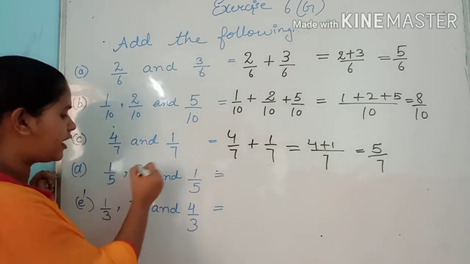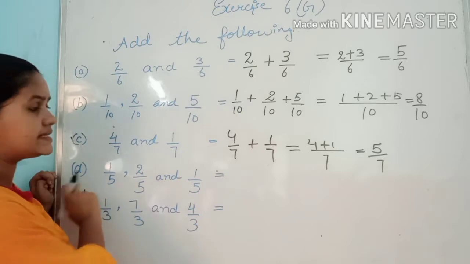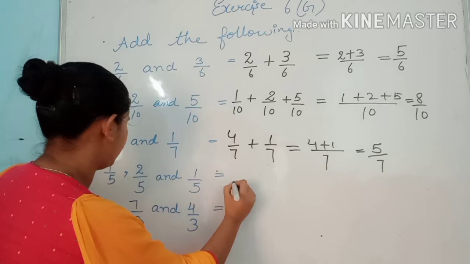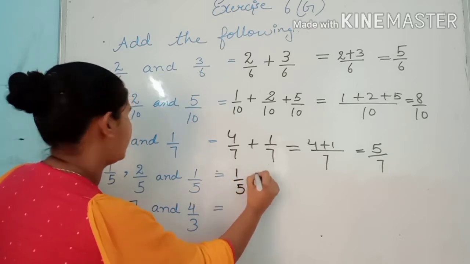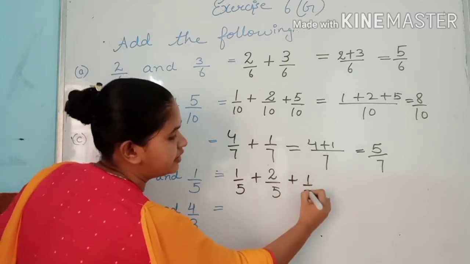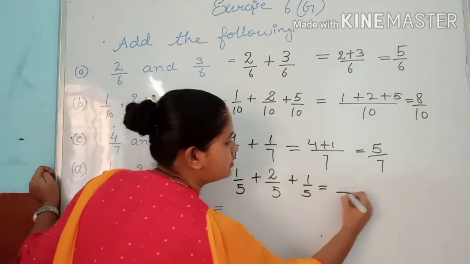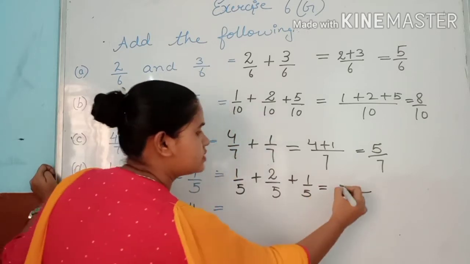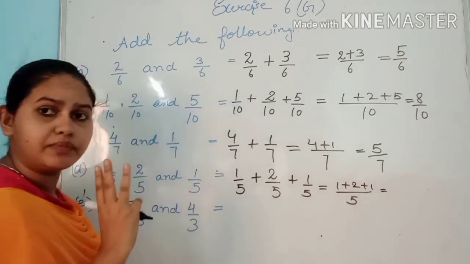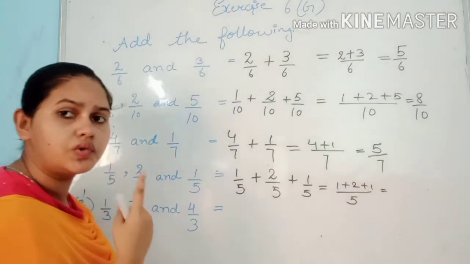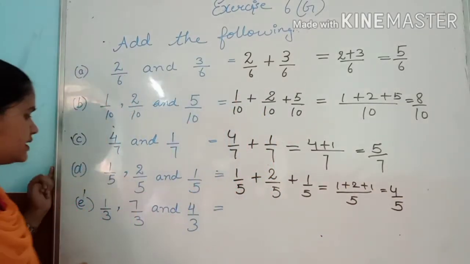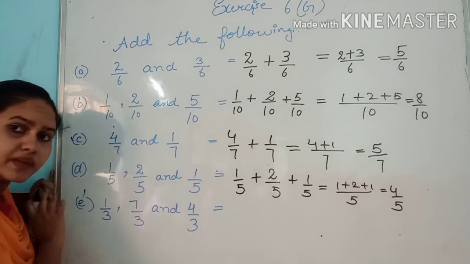Now come to 1 by 5, 2 by 5 and 1 by 5, which one is D. So we will convert it as 1 by 5 plus 2 by 5 plus 1 by 5. Now we have a common 5 and then we will add 1 plus 2 plus 1. 1 and 2 become 3, and when we add 1 more to 3, it becomes 4. So it becomes 4 by 5, the answer of your D sum.